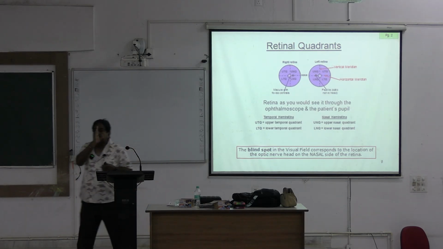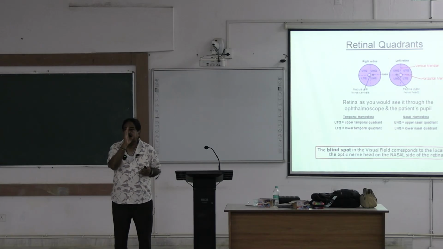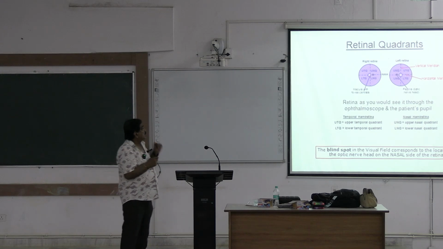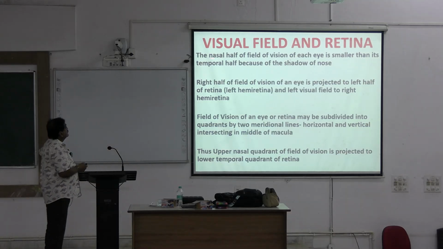Now, the nasal part: upper and lower nasal quadrant. The temporal part: upper and lower temporal quadrant. Visual field and retina: the nasal half of the field of vision of each eye is smaller than its temporal half because of the shadow of the nose.